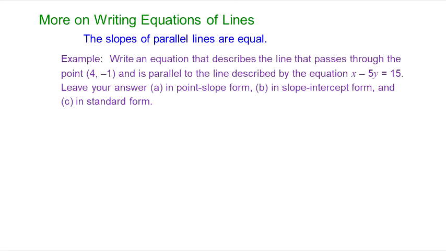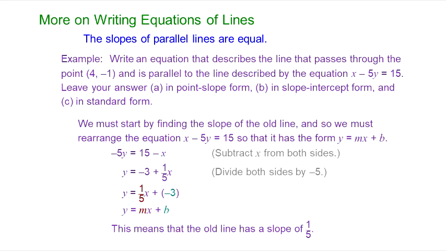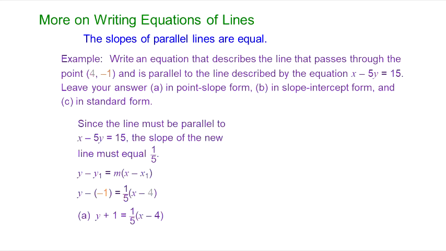That means that, in order to work this problem, I have to start by finding the slope of x minus 5y equals 15. And, in order to do that, I have to rearrange it into the form y equals mx plus b. So now I can say that the slope of my old line is 1/5, and since I want my new line to be parallel to this one, and since parallel lines have equal slopes, this means that my new line must also have a slope of 1/5.